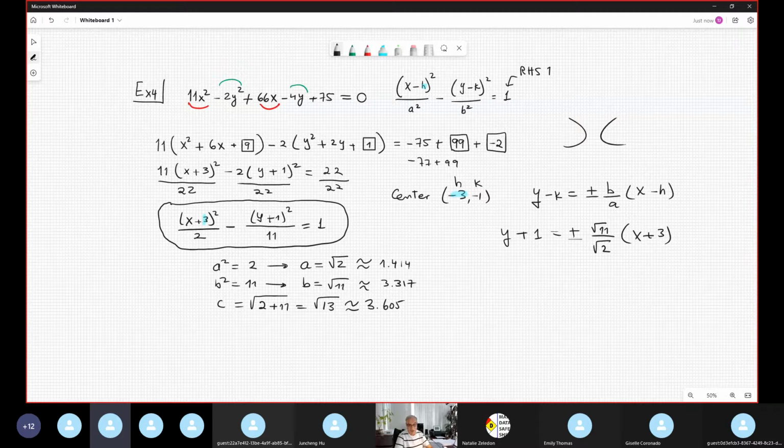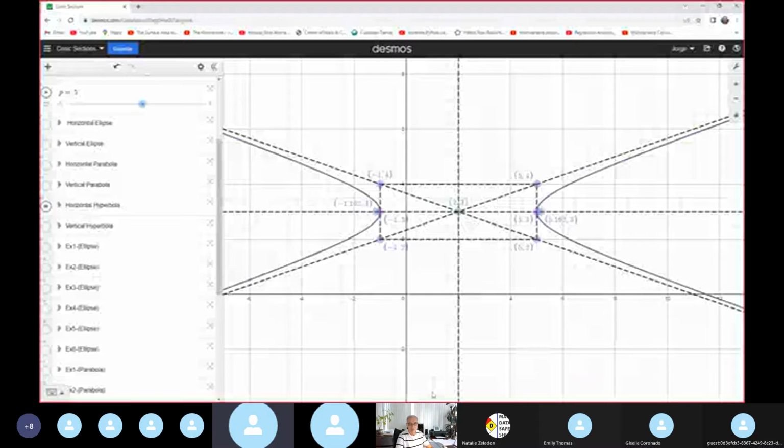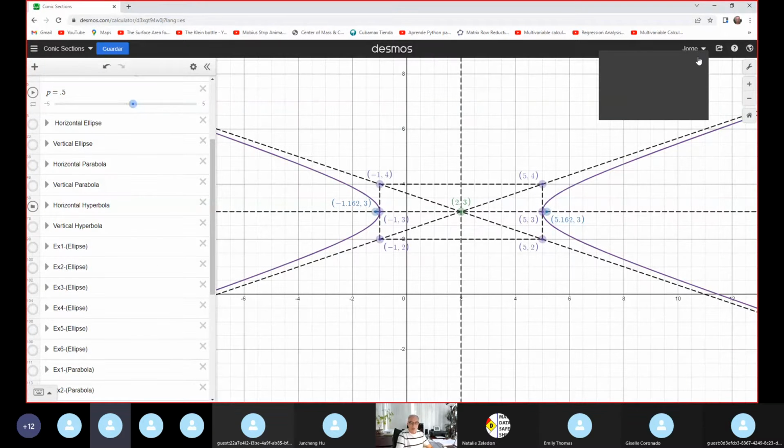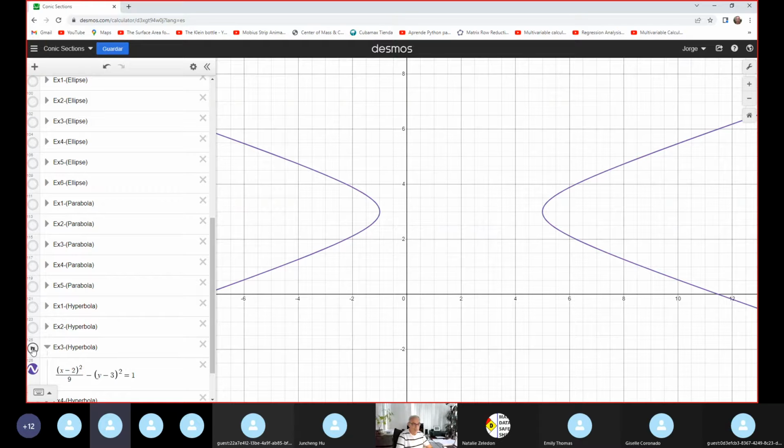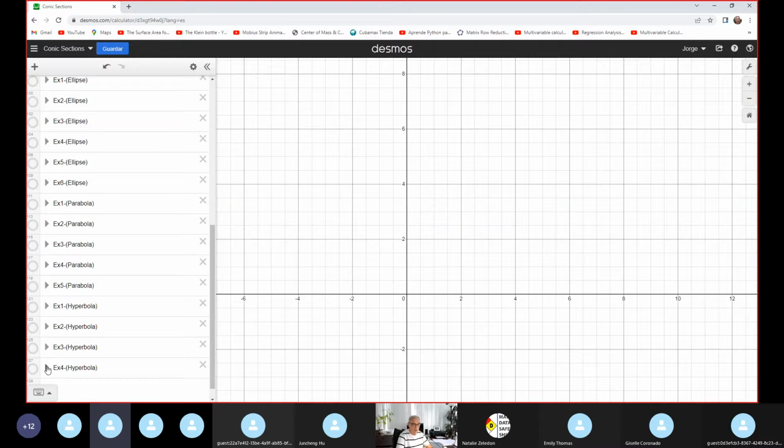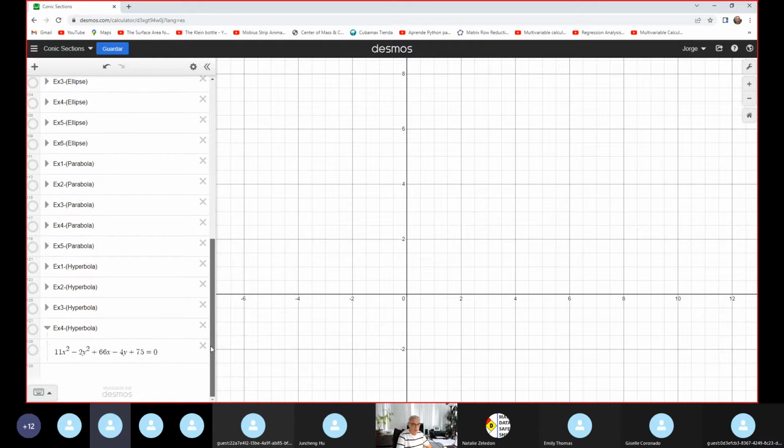Let me try. Okay, I suppose you see this one now. Let me delete everything. This is example 4. That's the last one. It is 11x squared minus 2y squared plus 66x minus 4y plus 75 equals 0. Do the graph of this.